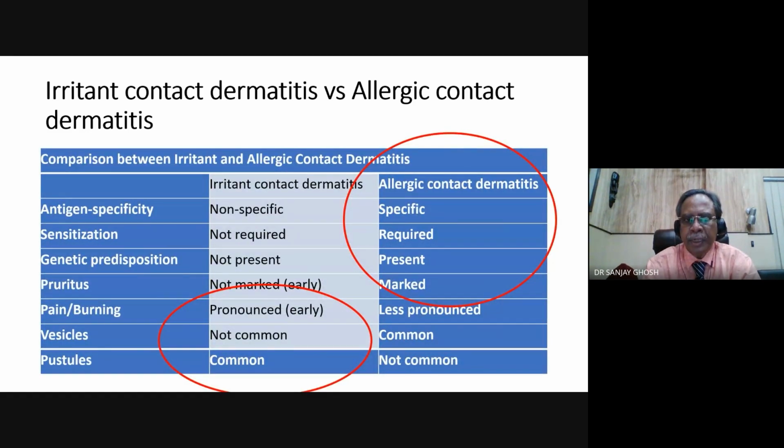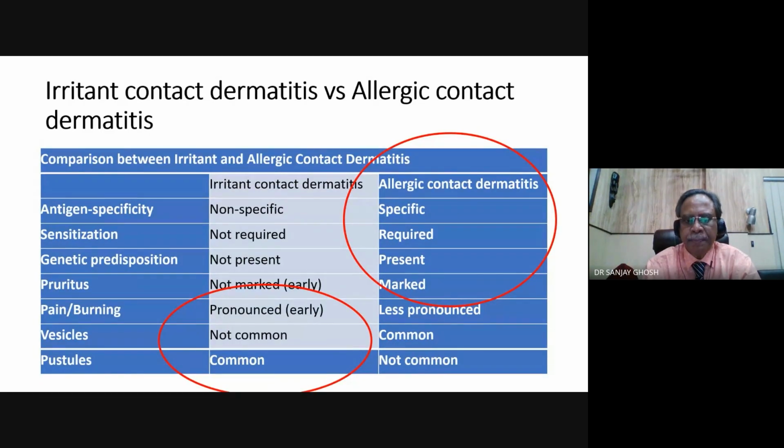If we compare irritant and allergic contact, as I told, antigen specificity and sensitization are required, and genetic predisposition is usually present in allergic. Irritant normally does not have it, but in some cases of irritant nowadays, certain papers have shown genetic predisposition. Pruritus is much commoner in allergic rather than irritant. Pain and burning are more pronounced in irritant.